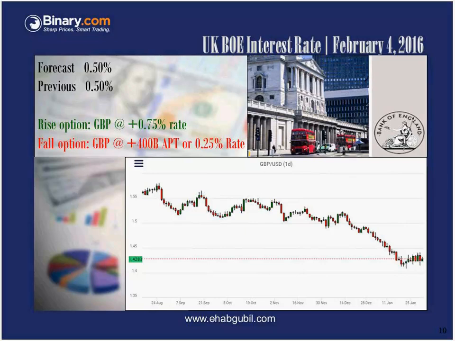So if the Bank of England hikes the rate to 0.75, we will definitely make a rise option. And it will be for the long term, because most probably it will change the direction of the pound.